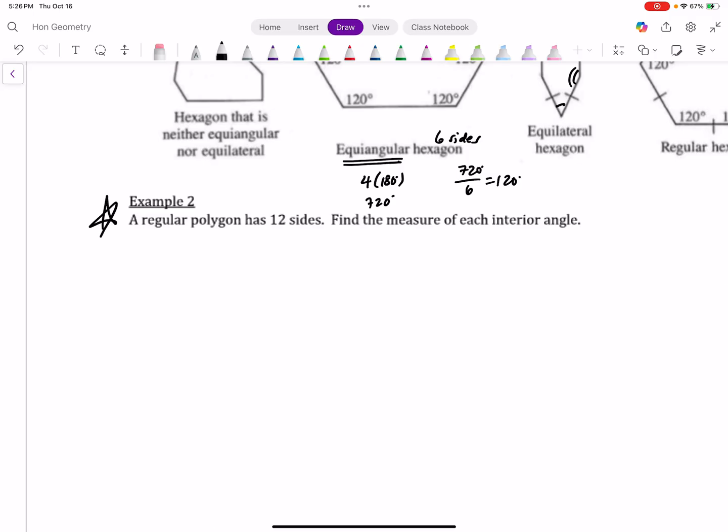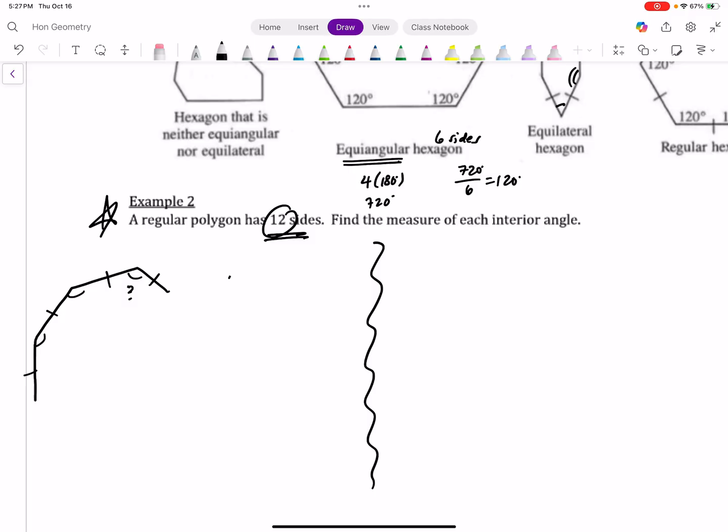A regular polygon has 12 sides. Therefore, we call it a dodecagon. Find the measure of each interior angle. All right, so there's 2 ways to go about this. Here's the way most people teach it. There's 12 sides, so 1, 2, 3, 4, let's just say it's regular. I'm not going to draw all 12 sides because that'd be hard, but I'm looking for how big each of these is.